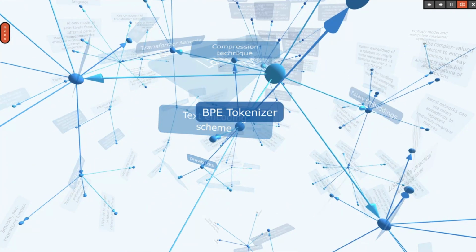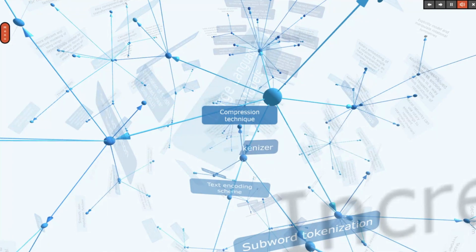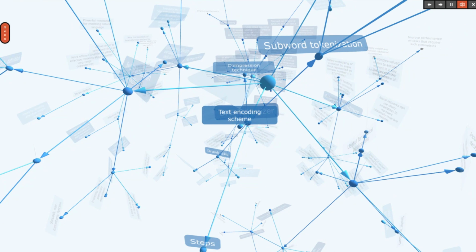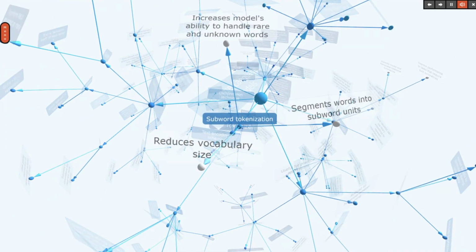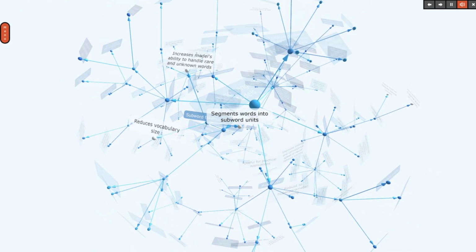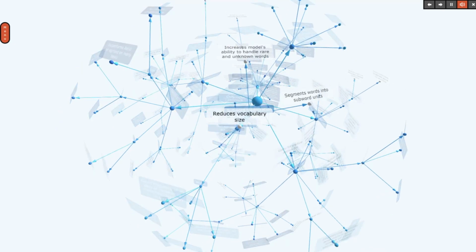BPE tokenizer. Compression technique. Text encoding scheme. Subword tokenization. Segments words into subword units. Increases model's ability to handle rare and unknown words. Reduces vocabulary size.